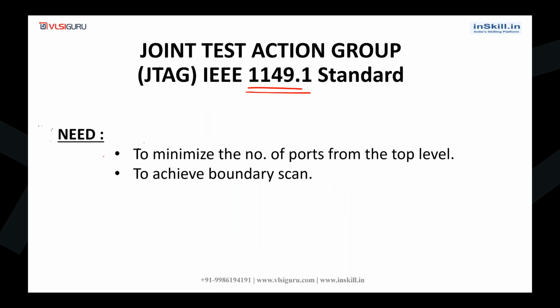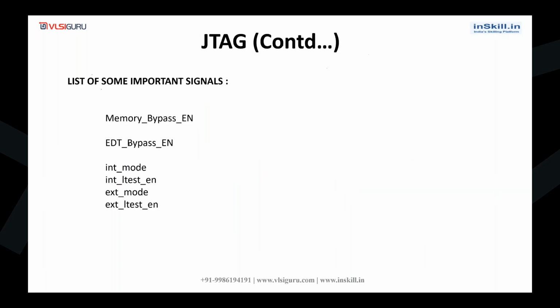It is actually to minimize the number of ports from the top level and also to achieve boundary scan. Let's understand this with an example. Here I have kept a list of some important signals: memory bypass enable, EDT bypass enable, int mode, X mode, intest enable, extest enable. There will be many more signals like this.